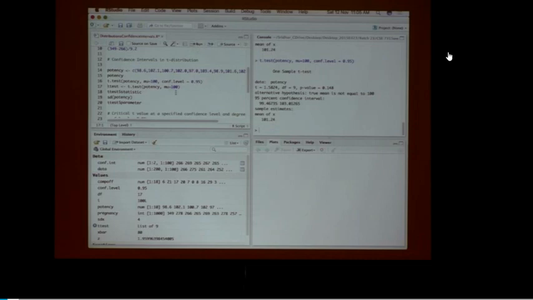Same. If you don't give anything, it will by default take 95. So if you don't give the confidence level, it will take 95. If you want to change it, you have to specify.